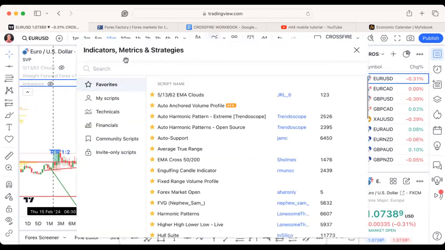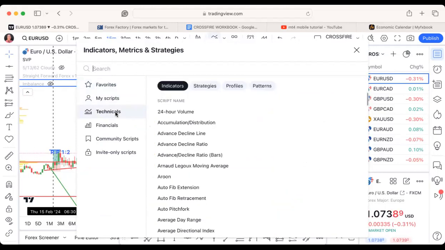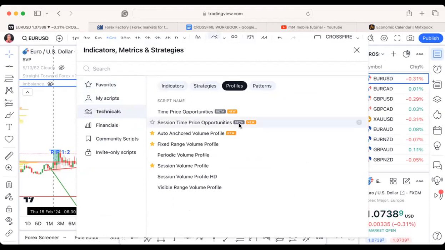this before, if you go to indicators and metrics, if you go to technicals and you go to profiles, there's a few: there's anchored volume profile, there's fixed range, there's periodic, there's session volume, and visible range.